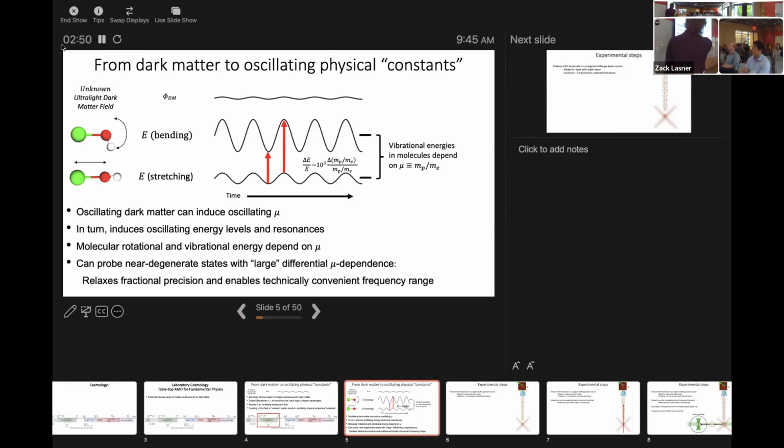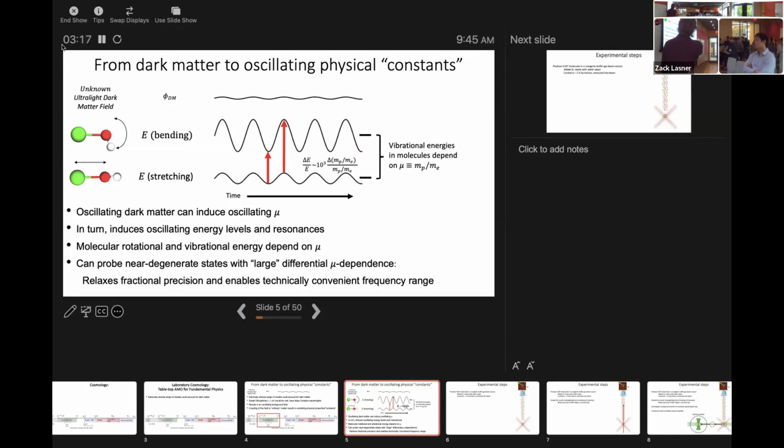So here we show an SrOH molecule in a bending vibrational mode and in a stretching vibrational mode. These may be higher excitations than just fundamentals, that's fine. And because the bending vibration is more anharmonic, this has a different sensitivity on this constant mu, which is m_p over m_e, than the stretching vibration. And the transition between them will show a signature of that oscillation.